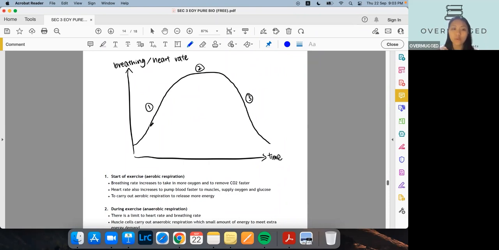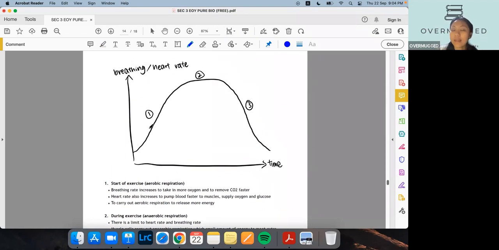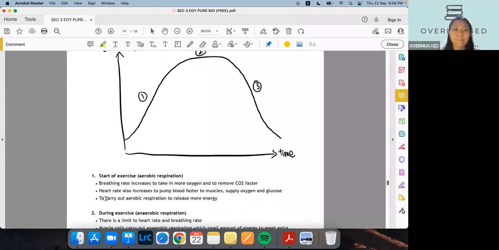But slowly, you will feel that your breathing rate increases and your heart rate also increases because you need to take in more oxygen, and at the same time you also remove CO2 faster. Why do you need to take in more oxygen? Because you need to carry out aerobic respiration to release more energy, right? Even if you are very fit, running 2.4 also needs extra energy. Breathing rate increases to take in more oxygen and remove CO2. And the heart rate increases to pump blood faster to the muscle to supply oxygen and glucose.